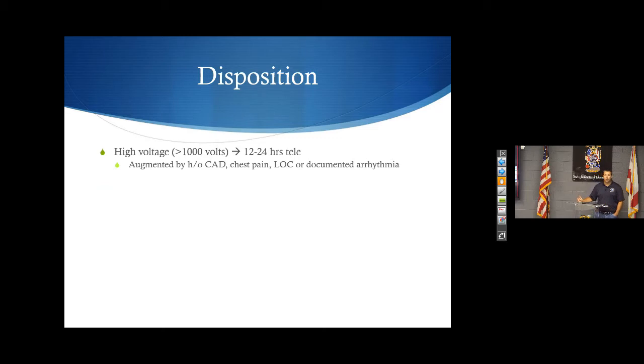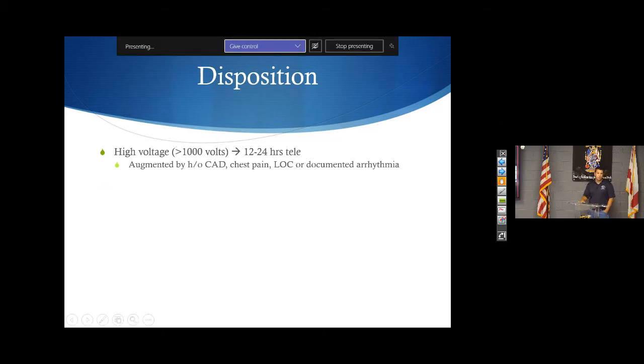It was 220. We weren't really sure that what was on his left foot was there prior to the injury or not. But he had complained of a significant amount of chest pain with difficulty breathing following that injury. Loss of consciousness, or if there ever was a documented arrhythmia, if you guys got on the scene and found the patient in AFib that spontaneously resolved prior to arrival, that's good information for us to know.